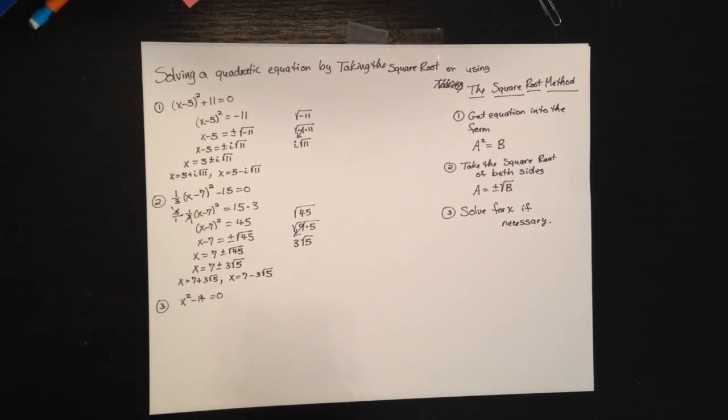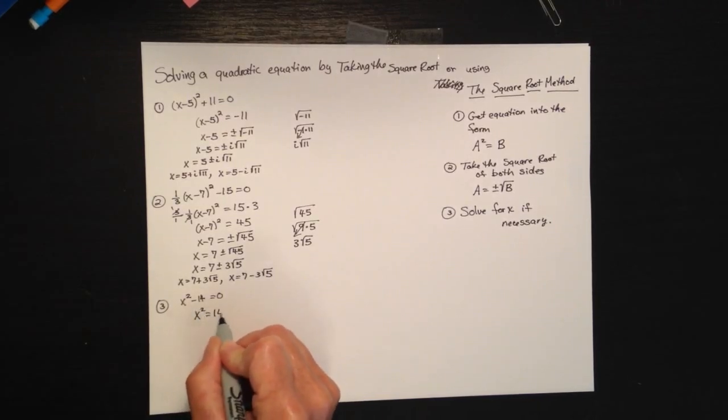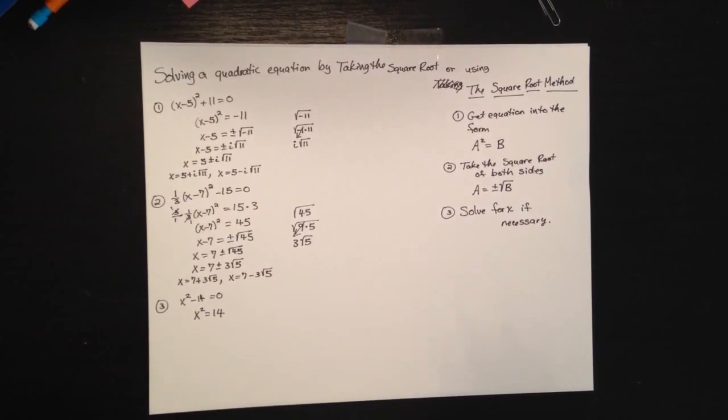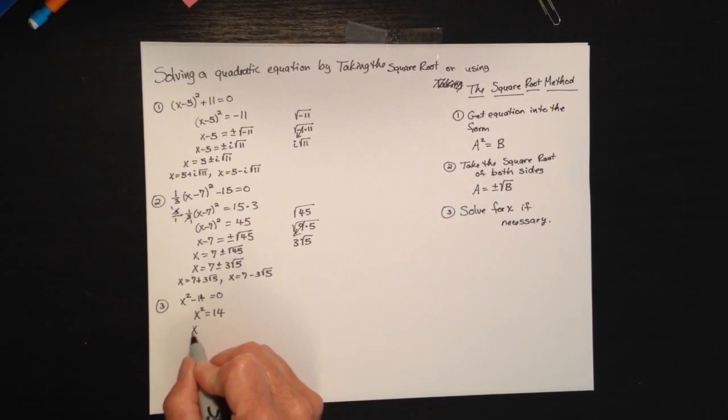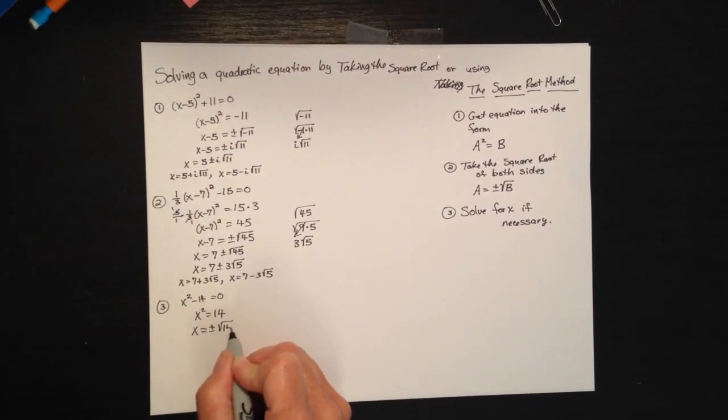Number 3, we're given x squared minus 14 equals 0. We want to isolate the squared term, which in this case is simply x squared. We add 14 to both sides. We get x squared is equal to 14. We're ready to take the square root of both sides, so the square root of x squared is simply x, which will equal plus or minus the square root of 14.